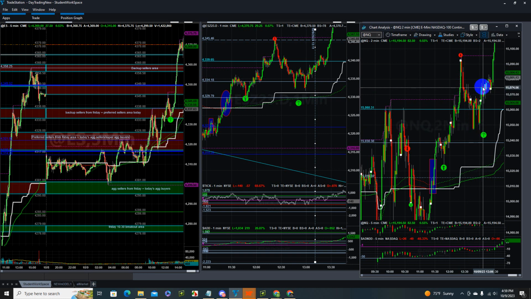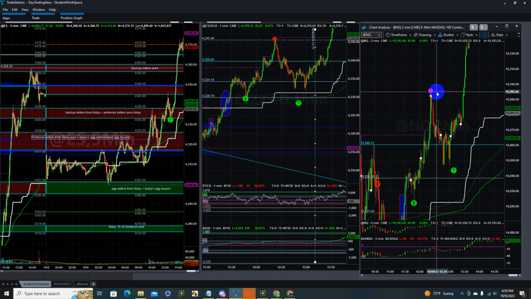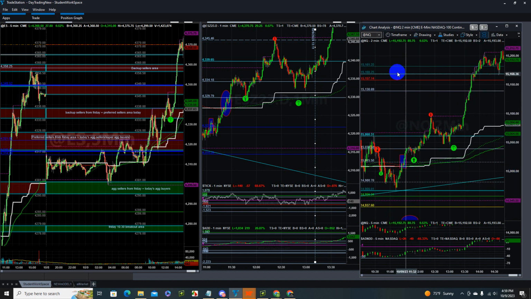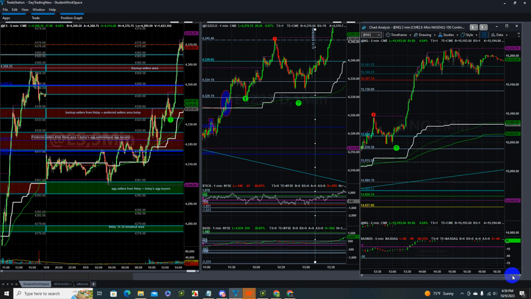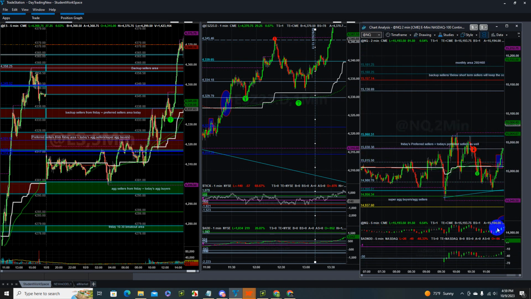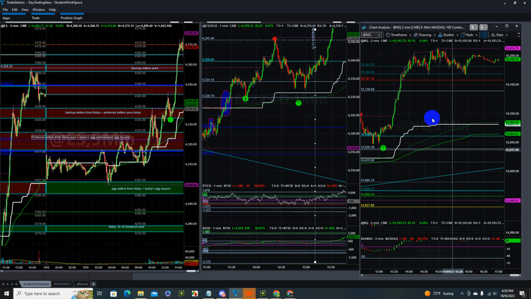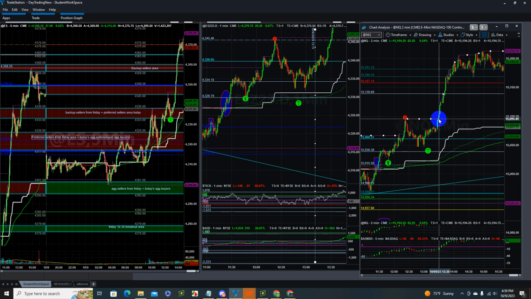Then price went up like this. Take out this high, went up. Same thing here. Take out this high, pull back to, technically, this high. See, and it held it. This is where you can go long if you want to, targeting this or this backup sellers area. See here, backup sellers area, you can target that. And that will be all for today.